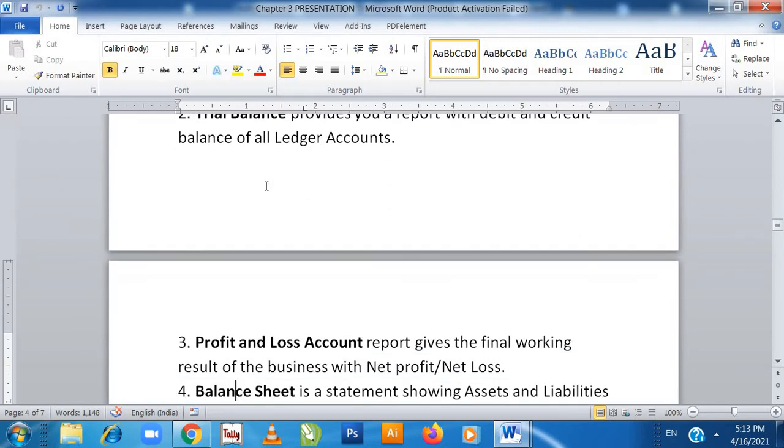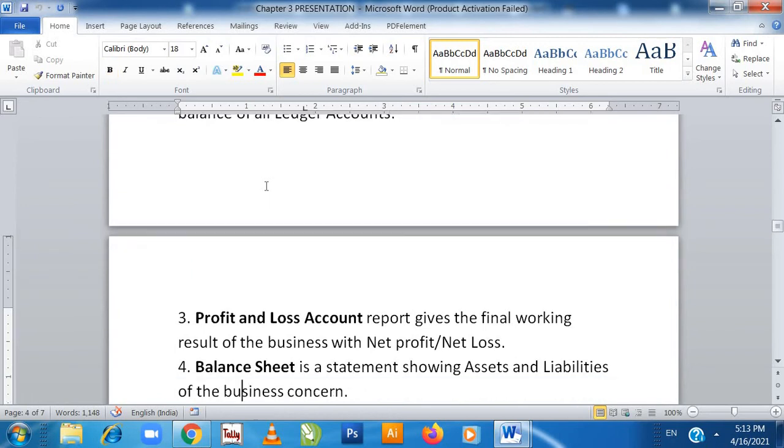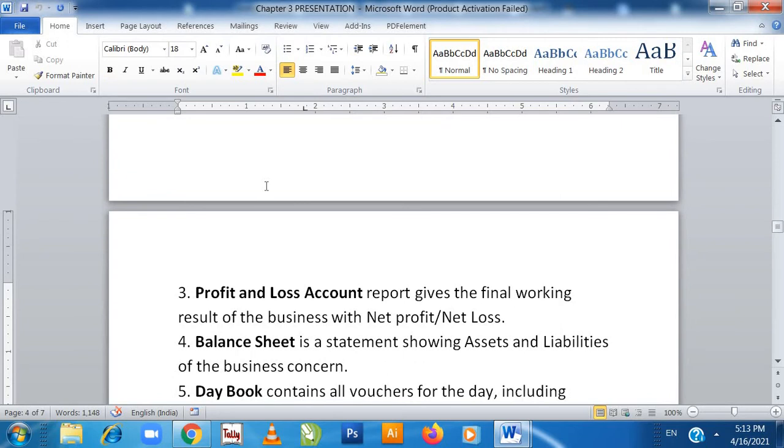Now profit and loss account will give you the final working result of the business with net profit or net loss. When we are finalizing any accounts, we have to take a report of the profit and loss account. It gives you whether your business is running with net profit or net loss. Now balance sheet is a statement showing assets and liabilities of the business concern, how much money we owe and how much money we need to pay.